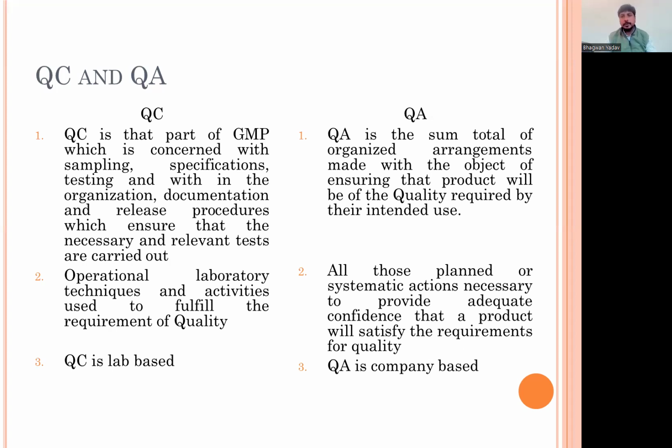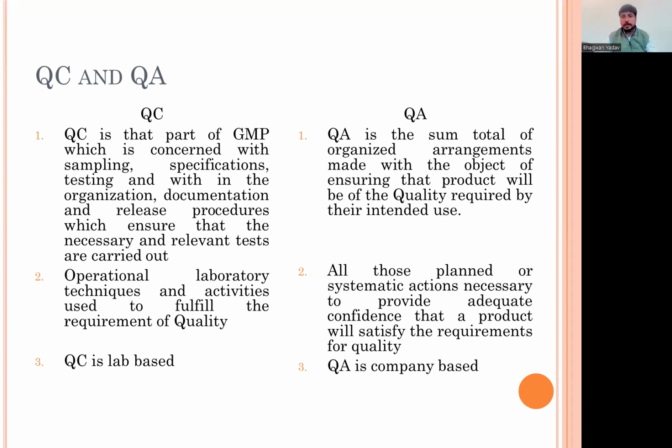On the other part, QA is the sum total of organized arrangements made with the object of ensuring the product will be of the quality required by its intended use. So QA is responsible for the confirmation of the test, or we can say for the assurance of the QC, we need QA. Second point, operational laboratory techniques and activities used to fulfill the required quality. So QC is responsible for all the operational activities of the laboratory.